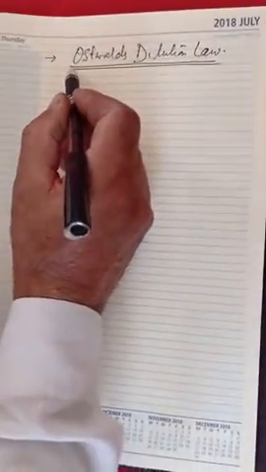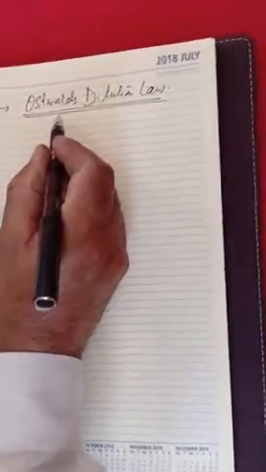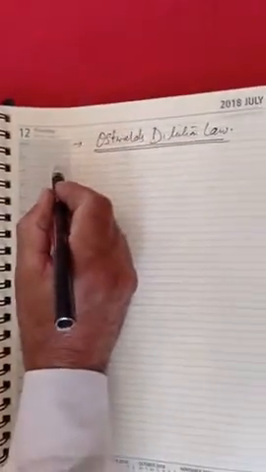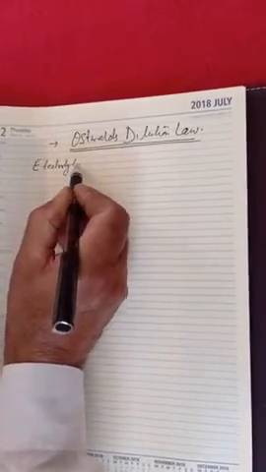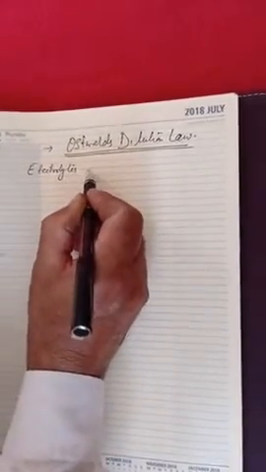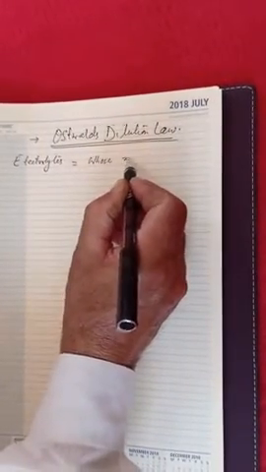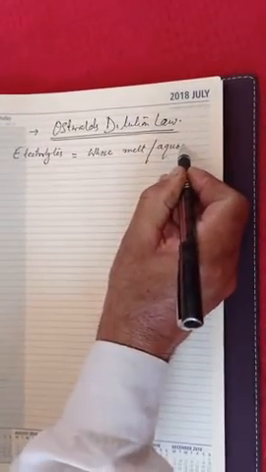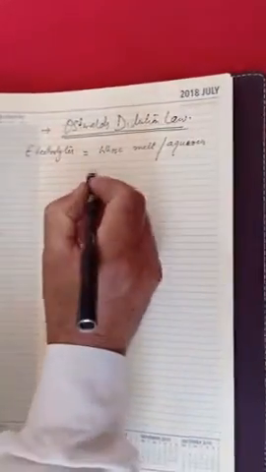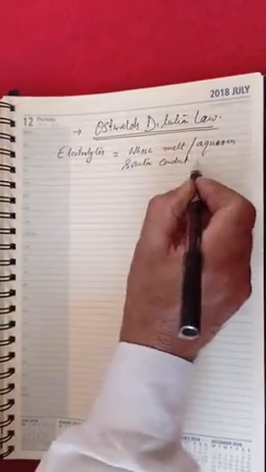Today we will study Ostwald's dilution law. Before studying this law, we have to know what electrolytes are. Electrolytes are those substances whose melt or aqueous solution conducts electricity.